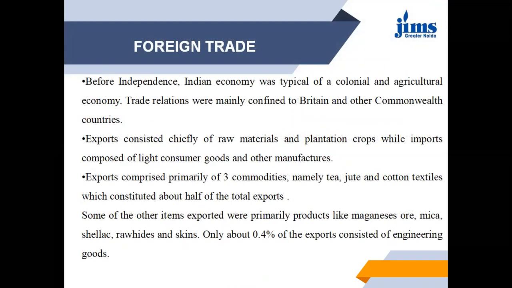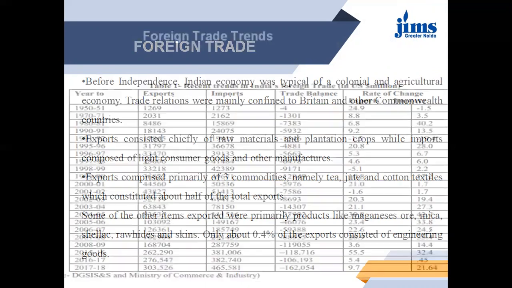If you talk about the time before independence, the Indian economy was typically a colonial and agricultural economy. Trade relations were mainly confined to Britain and other Commonwealth countries. Exports consisted chiefly of raw materials and plantation crops, while imports comprised light consumer goods and other manufactures. Exports comprised primarily three commodities, namely tea, jute, and cotton textiles, which constituted about half of the total exports. Some of the other items exported were manganese ore, mica, shellac, raw hides, and skins. Only about 0.4% of the exports consisted of engineering goods.